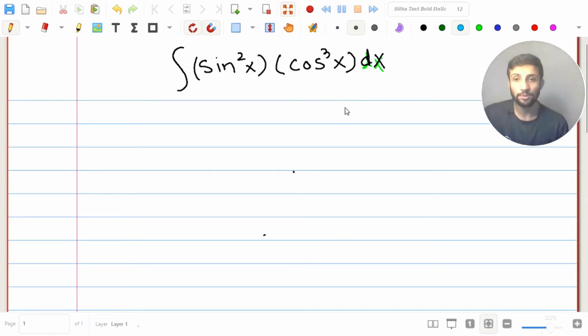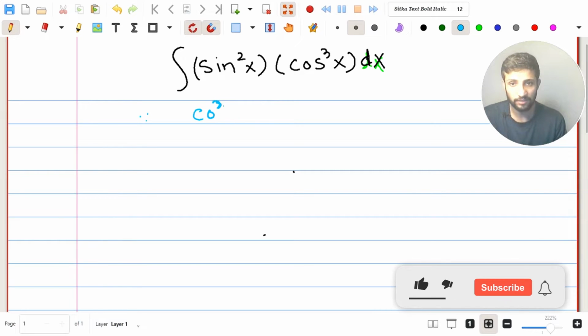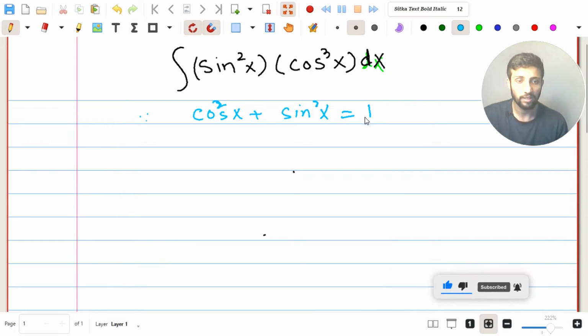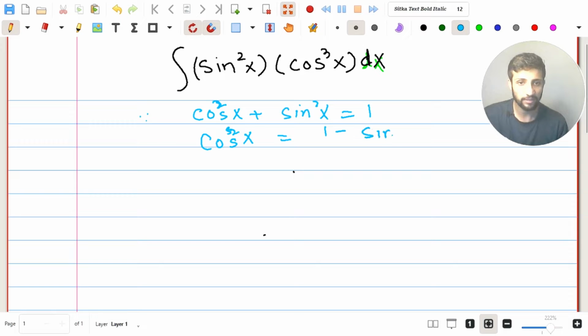So in this video we are going to find out the integral of sin square x into cos cube x dx. As we have a very nice identity, that is cos square x plus sin square x equal to 1. So if I need to find the value of cos square x, cos square x equals 1 minus sin square x.